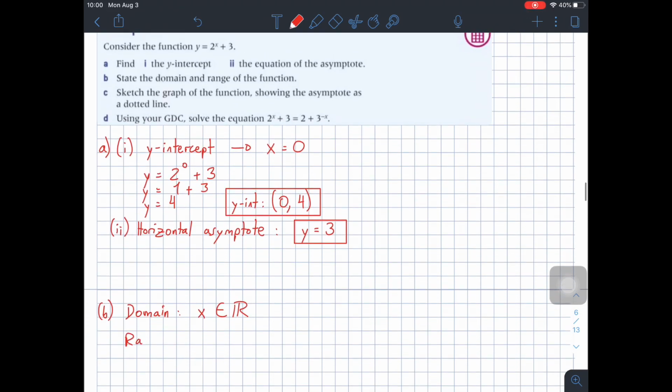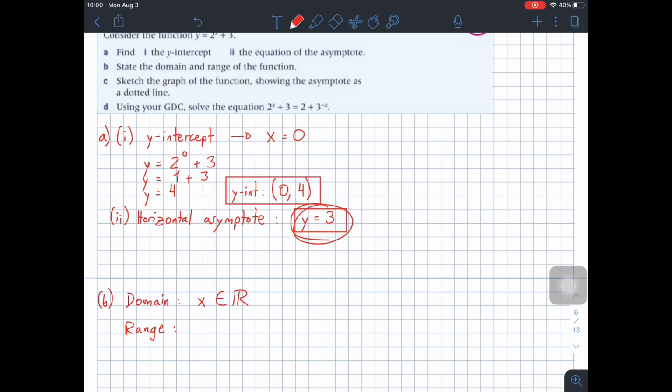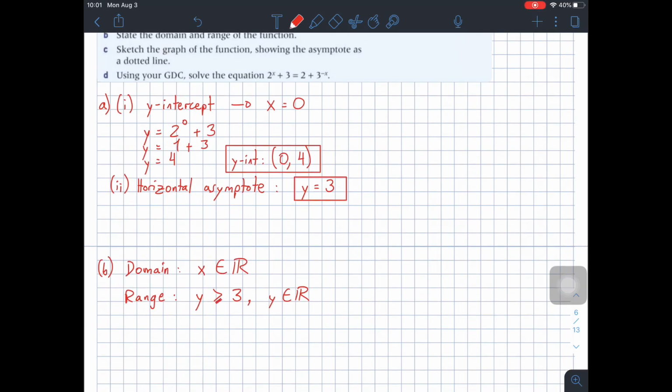But the range, remember, it's always associated to the asymptote, right? If the horizontal asymptote is y equals 3, then this means that the function will never cross the horizontal line y equals 3. And that means that the range should be y greater than 3, okay? And y belongs to all real numbers, right? That means that y can take any value which is above 3. And obviously this is not equal to 3. It's only greater than 3 because y equals 3 is a horizontal asymptote. So this is domain and this is range.